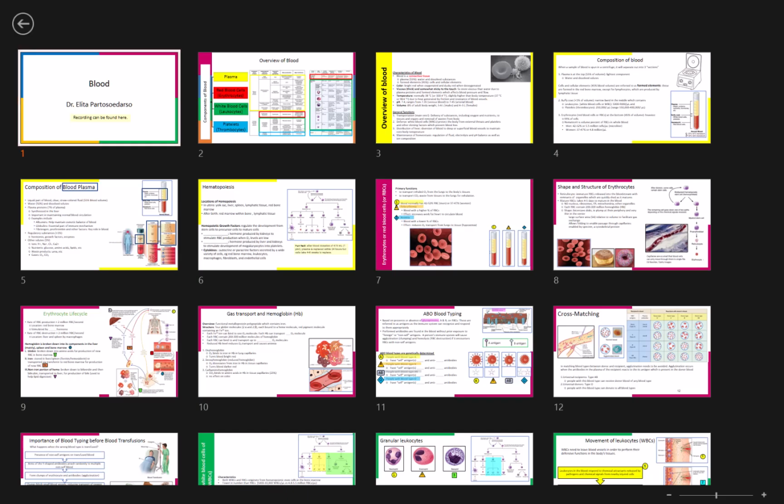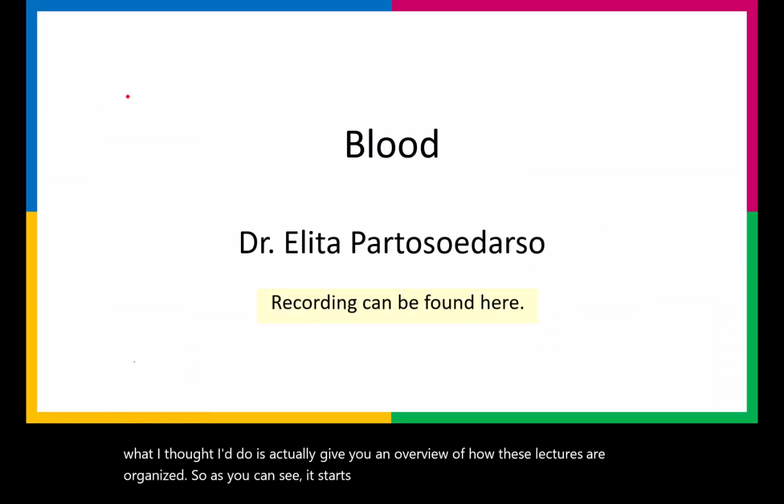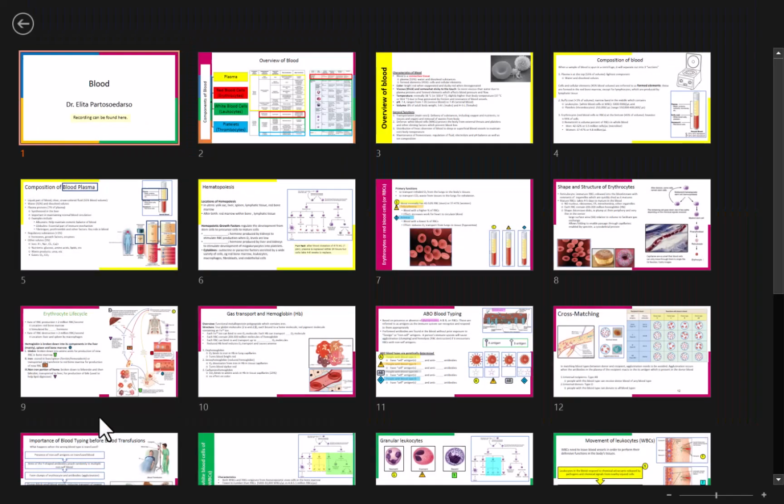So as you can see, it starts off with a title slide, followed by an overview slide over here in slide 2, and then the rest of the lecture is broken down into sections. Each section is color-coded by a different color, and the start of each section has this kind of format, followed by slides with the same color with this kind of format.